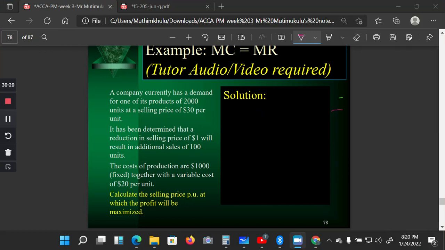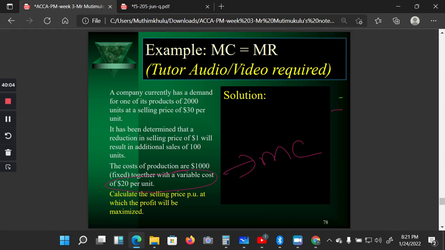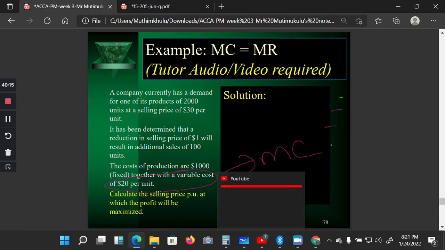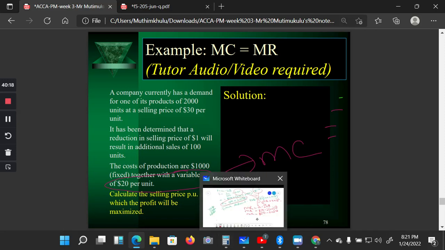So you can see that our MC, the cost of production, is $1,000 fixed together with a variable cost of $20 per unit. The variable cost, that's our MC, the marginal cost per unit. So in the exam, you just have to be very critical when it comes to comprehension and getting information from the scenario. These examiners are very tricky. Nothing is going to come on a silver plate. I tell you, I bet with my salary.